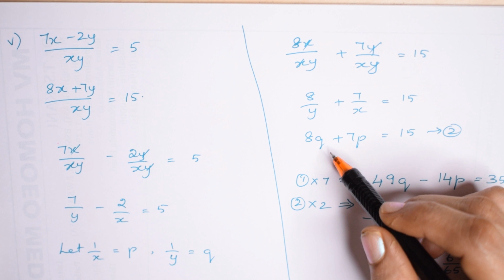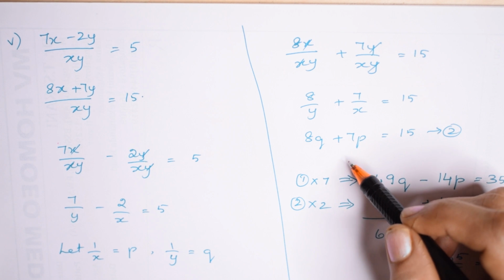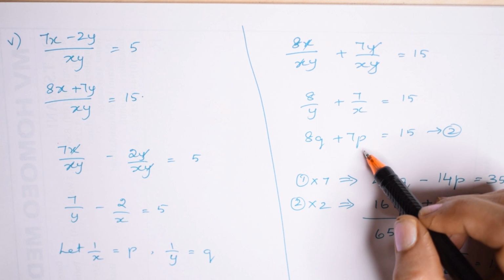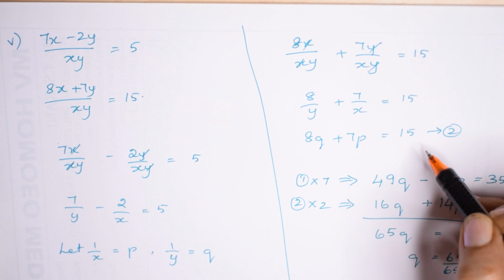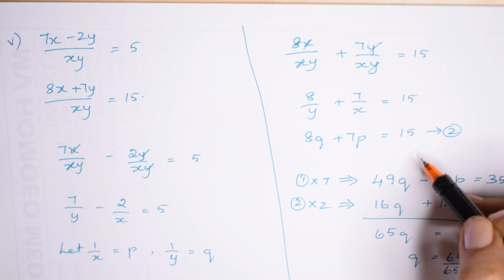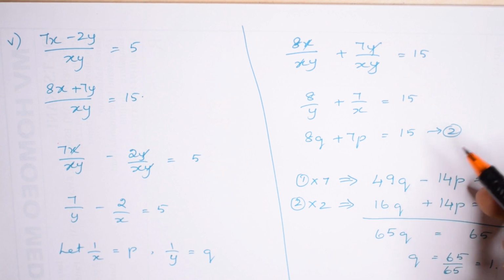Now again I get the equation. In the place of 1 by y I am using q and 1 by x I am using p. So when I substitute those values, I get the equation 8q plus 7p is equal to 15. This becomes the second equation.